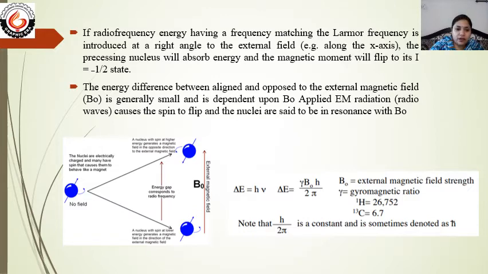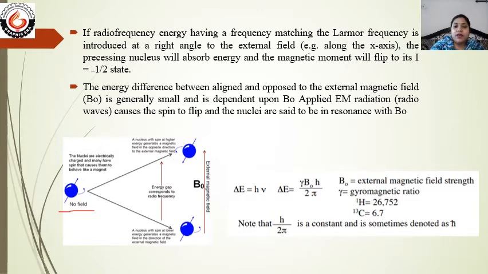So here you will clearly understand: if there is no field, what happens? In the absence of a field, the spinning can be in any direction. After applying the magnetic field, it may be opposed or it may be aligned with the external magnetic field. Usually the aligned state is the stable state and the opposed state is the unstable state. That means the transition takes place from the aligned state to the opposed state after absorbing a radio frequency.